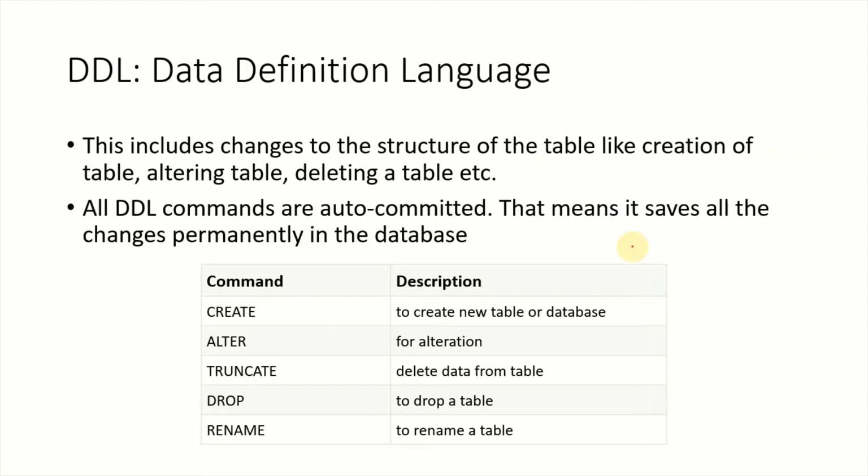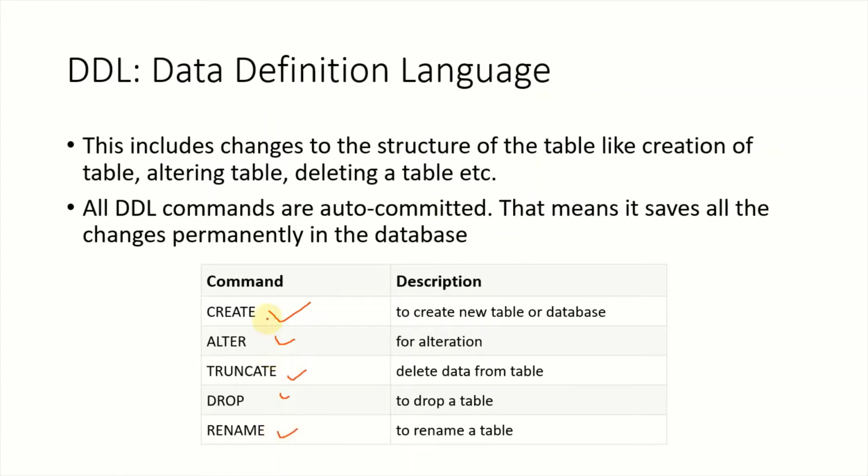So when we deal with the objects of a database, then that thing must be under DDL. All DDL commands are auto committed. Once you execute it, it will definitely save all the changes permanently in the database, and these changes would not be reverted. So here we have some queries in DDL. The first one is create, second alter, third truncate, drop, and the last one is rename.